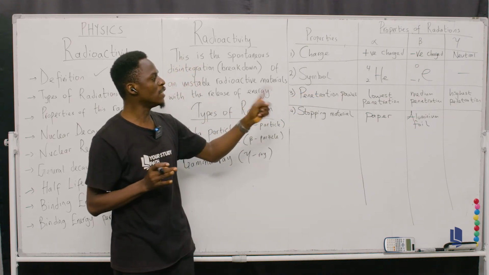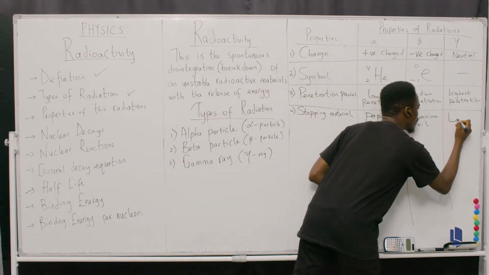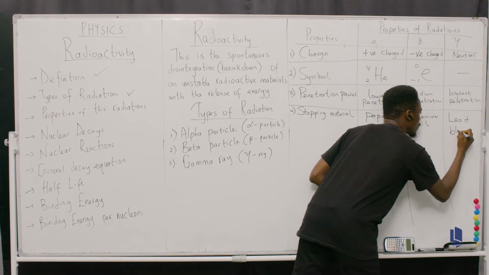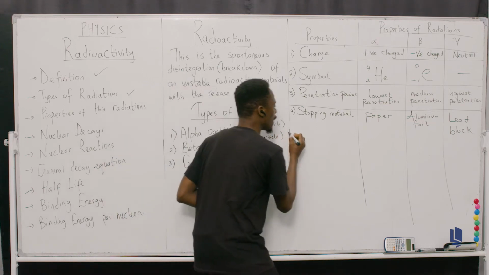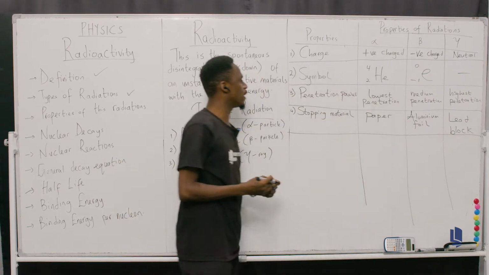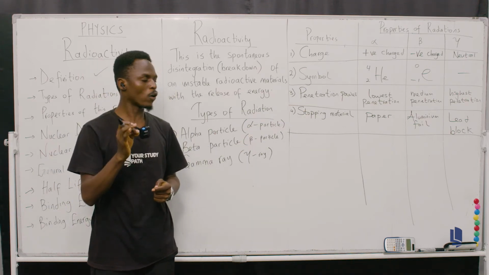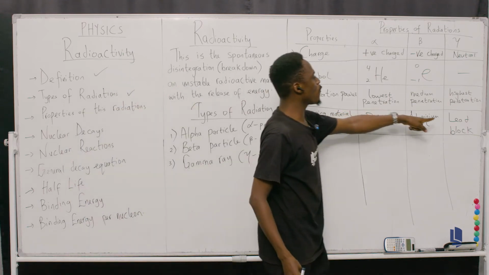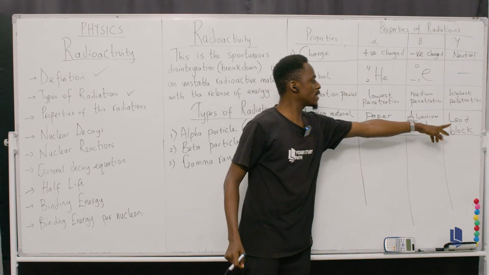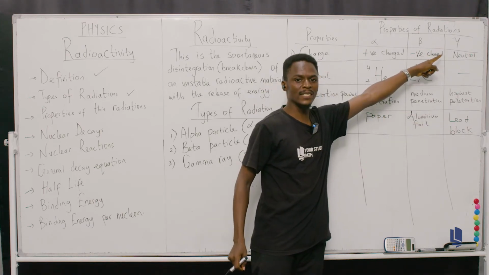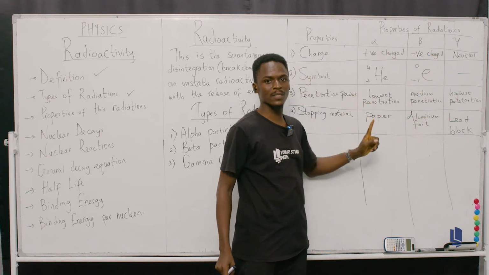Definitely not paper, definitely not aluminium foil, but your lead block. Your lead block will be the best material you can use to stop gamma rays. Remember, what can work for gamma will definitely work for alpha and beta. Since lead block can stop gamma rays, which have the highest penetration power, it can stop your beta particle and your alpha particle.